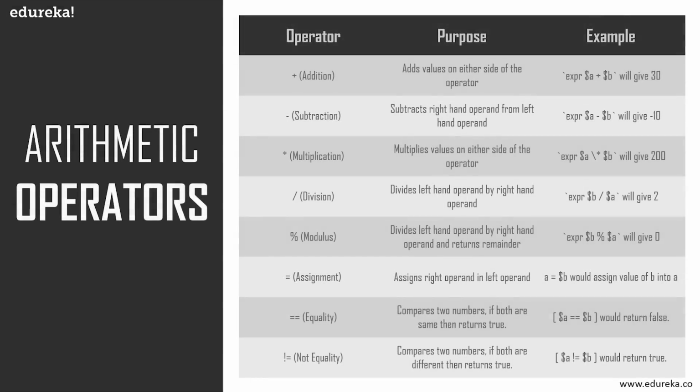So this is the first table, and these are your arithmetic operators. You have addition, subtraction, multiplication, division, modulus, assignment, equality, and not equality. It's very important to understand that all these conditional expressions should be inside of square braces with spaces around them. Now all the arithmetic calculations are done using long integers.